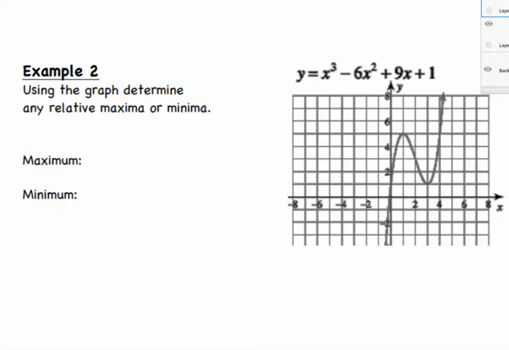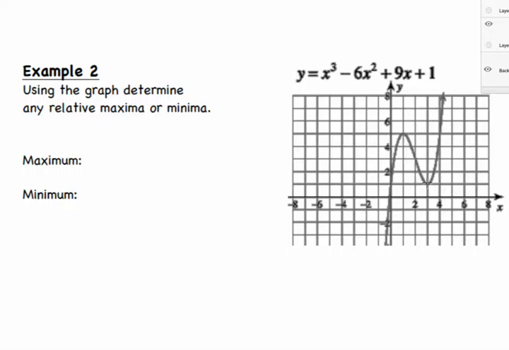In example 2, we are going to determine any relative maxima or minima. Maxima is the plural of maximum and minima is the plural of minimum. And a maximum is a point in your graph where it goes from increasing to decreasing, and it creates what looks like a little hill on your graph. And a minimum is a point on your graph where it changes from decreasing to increasing and it looks like a little valley.